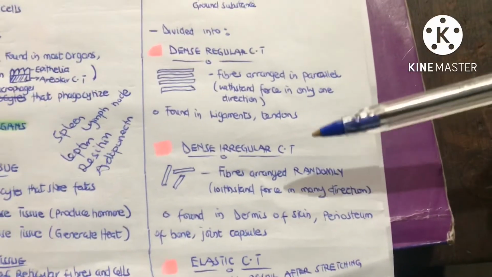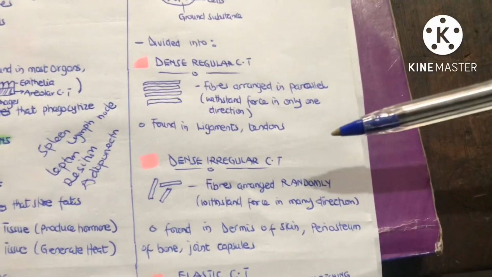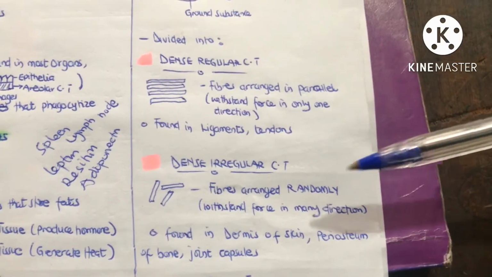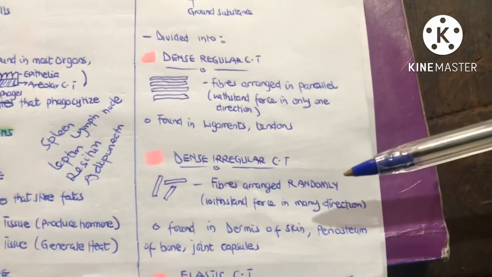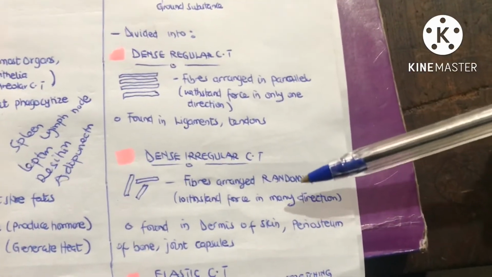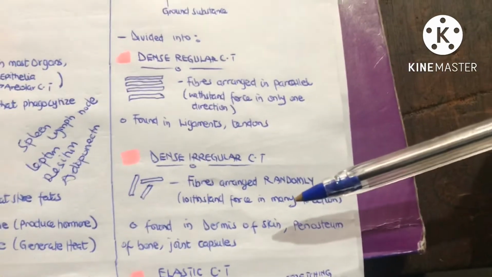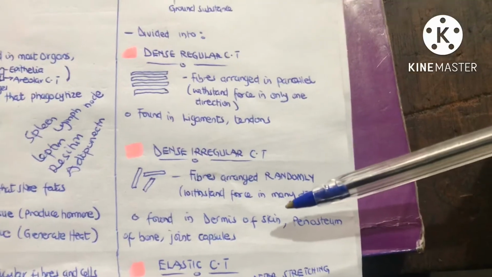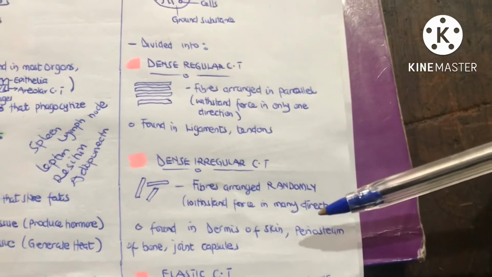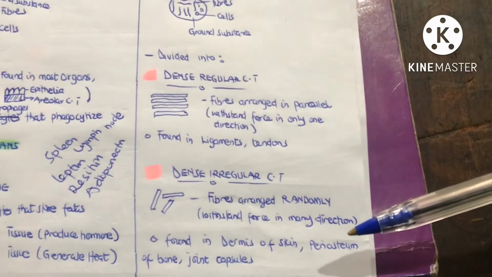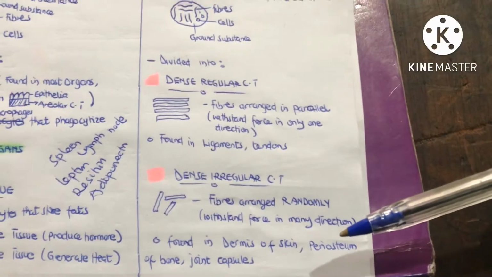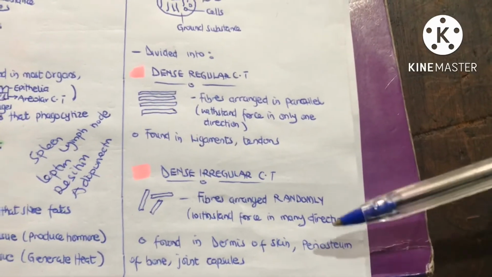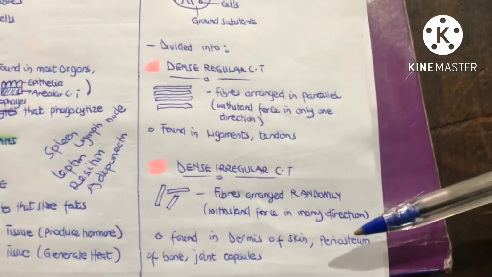So let's move to the next dense connective tissue, which is dense irregular connective tissue. For the dense irregular connective tissue, the fibers are arranged randomly, and because the fibers are facing many directions, they help withstand force in many directions. So they can be found in the dermis of the skin. You see, your skin can withstand forces in many directions. They can be found in the periosteum. There is this dense irregular connective tissue that surrounds the bone. When you look at the surface of the bone, it is surrounded by the periosteum, and this periosteum is a dense irregular connective tissue.